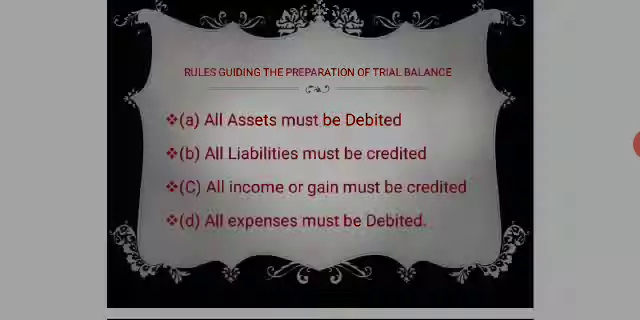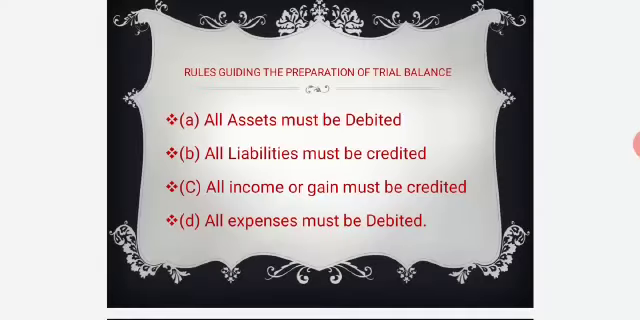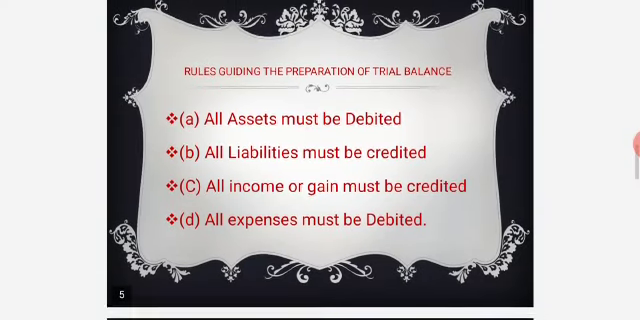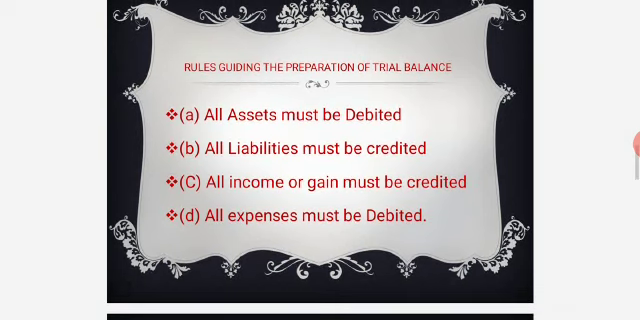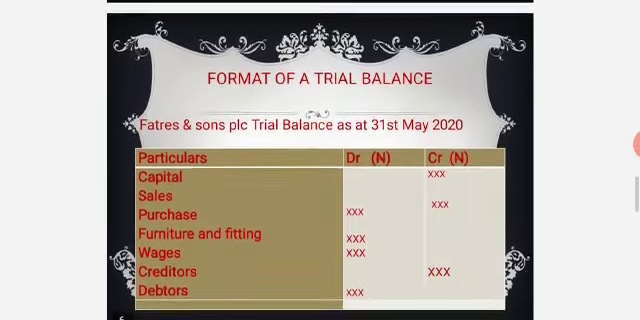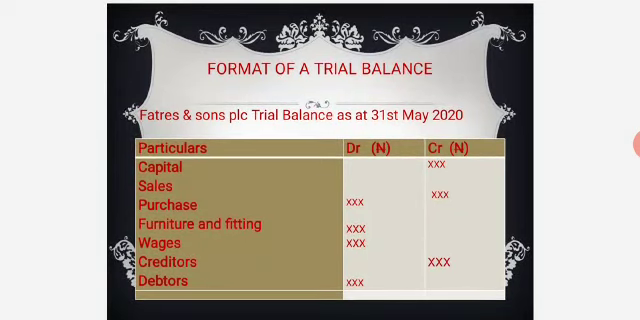D. All expenses must be debited. Expenses include rates, wages, bank charges, discounts allowed. All these are to be debited. If you are conversant with this rule, when you see any item, you will be able to classify it, whether it is an asset or liability, income or expenses.